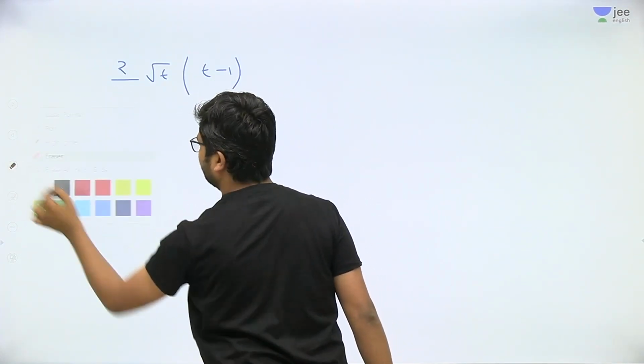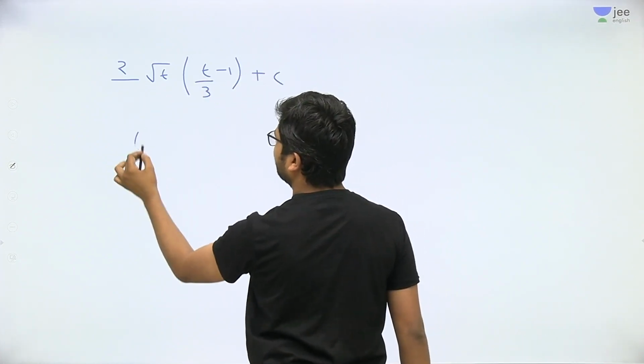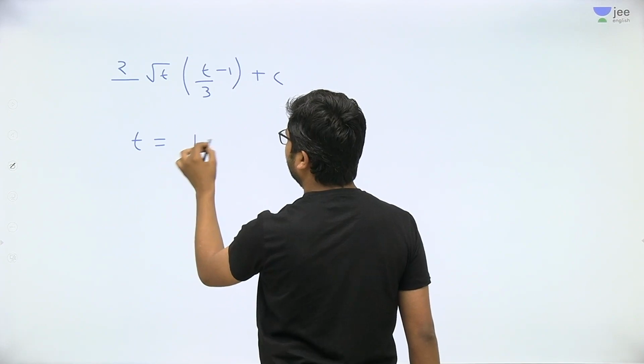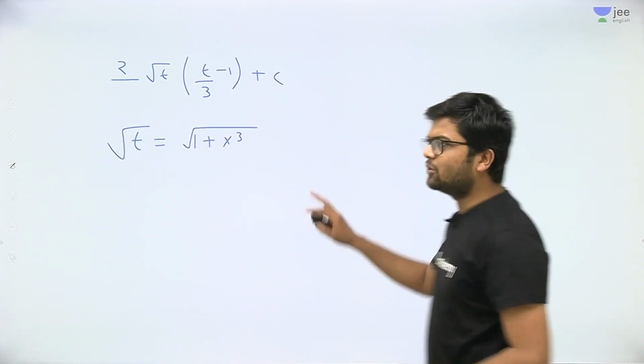This 3 will not be here. It will be t^(3/2)/(3/2) + c. Now just put the value of t as 1 + x³. Root t will be this. Now put the value to get the answer.